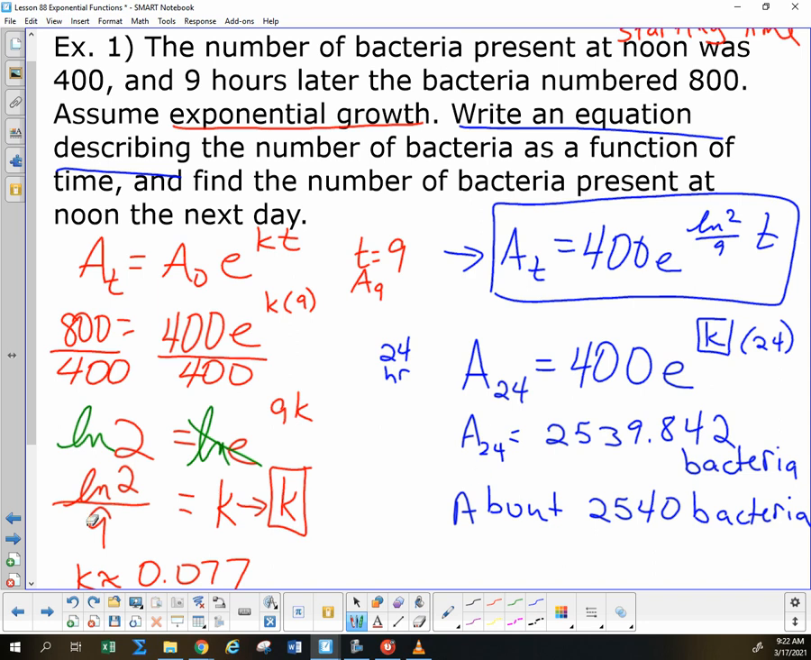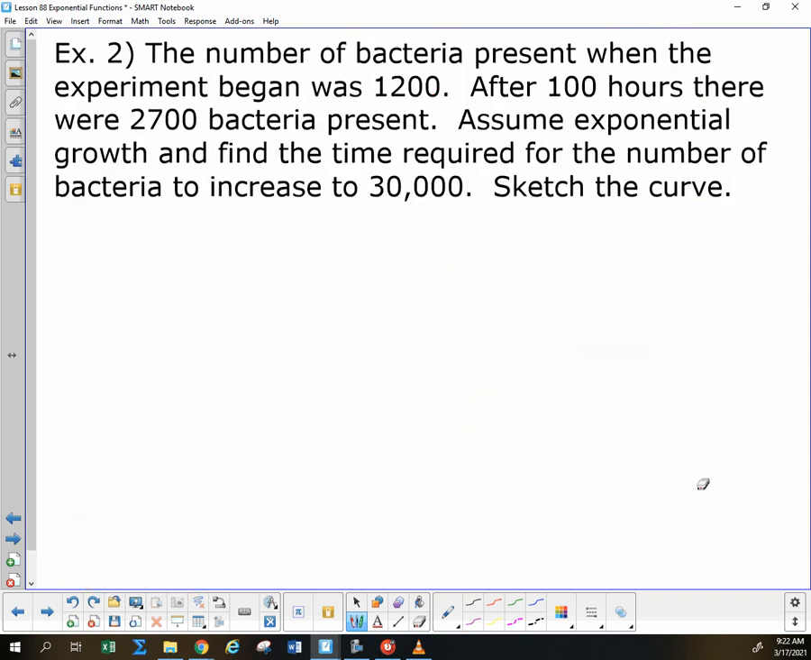Okay, let's do a couple more of these because I know it does take some getting used to. So we always begin with our general equation, the amount at time t, the starting amount A0, times e to the kt. Plug in what we know when the experiment began, so our initial amount is 1,200. After 100 hours, so when the time is 100, the amount at time 100 is 2,700. First thing we need to do is to figure out what k is for this problem.